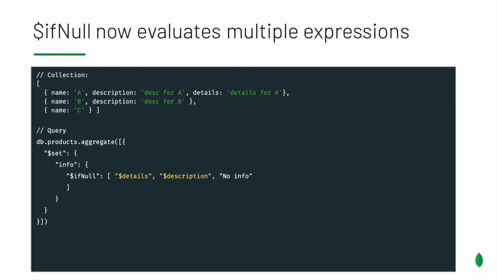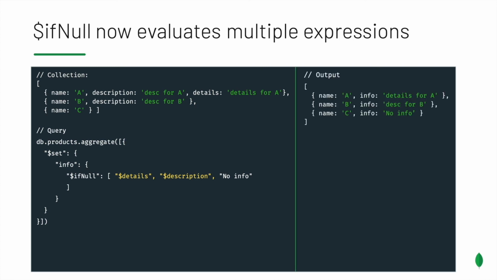And if the document contains details, I want the value of details to be used. If no details, then use description. And if none are available, then set some default, like no information available. As a result, for product A, field info contains details, and for product B, it contains description.